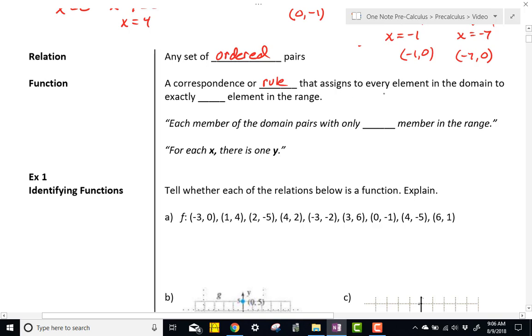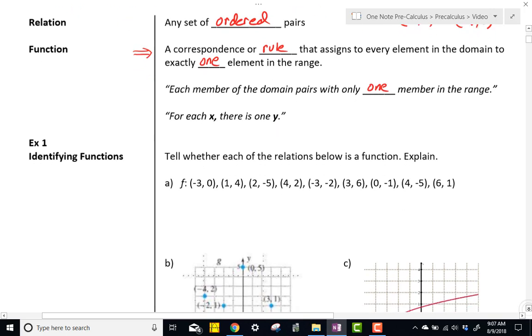that assigns to every element in the domain. So for every x in the domain, there's exactly one element in the range. Okay? What that means is that each member of the domain pairs with only one member of the range, or for each x there is one y. So when you hear things in math sometimes you get more mathematical terms like the top definition here. But basically what it means is for each x there can only be one y.